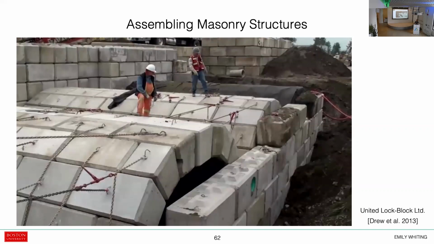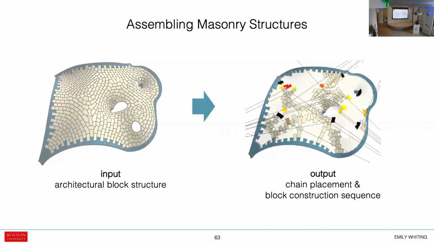So we were fascinated by this and wanted to see how this could be extended to more general forms. So rather than the arched forms that you see in this example, how could we do something that's more like a general free-form architectural shell? So there are problems both in the sequencing of the blocks, how they should be laid down, and also whether there are ways to reduce the labor and even how many chains they have to use. Does it have to be on every block, or can it be on just a subset?